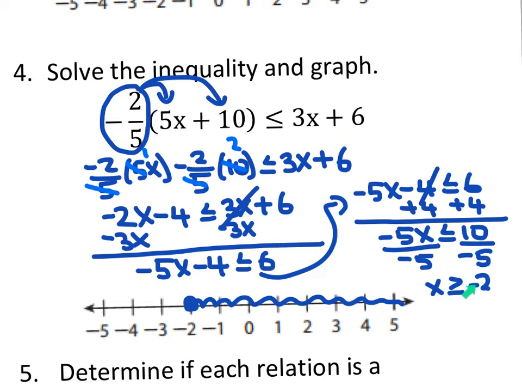That means I'm going to have an open circle at -2. Excuse me, closed circle because of the line. Closed circle at -2. And we move to the right because this is greater than.